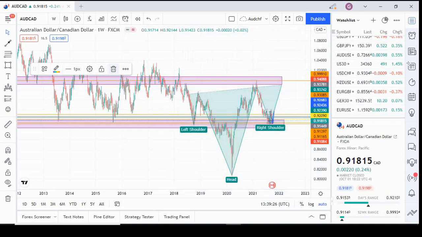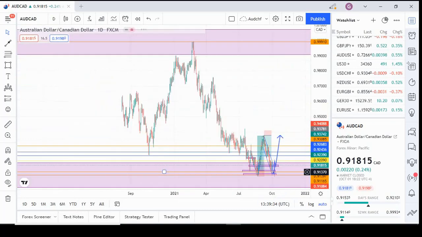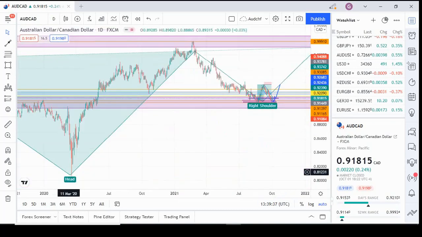We are looking at the weekly time frame. Now let's dive into the daily time frame and see what's happening. Mind you guys, the market is not moving, because it's a Saturday here in South Africa. I don't know where you'll be watching this video from. Today is the 2nd of October. So yeah, it's a Saturday.